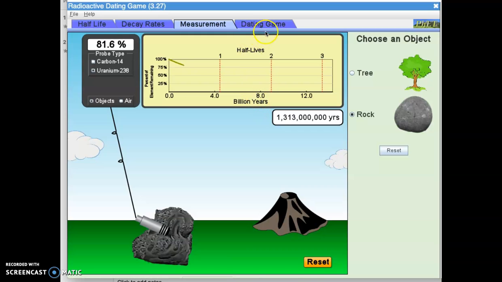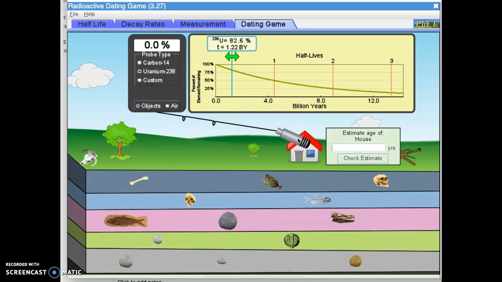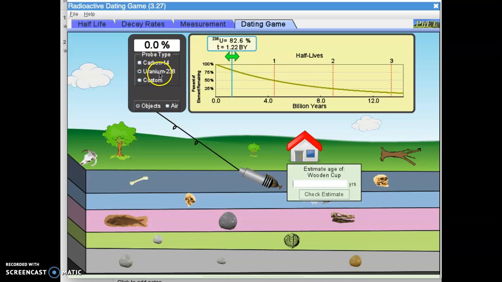So let's send you on your way. You're going to the dating game, and I want you to grab the Geiger counter. Use it, let's say, on one of these items, house. All right, use it on some sort of item. And that one is a cup, maybe carbon. In this case, if you see 88.2% of the available carbon, I would pull this marker over to 88.2.